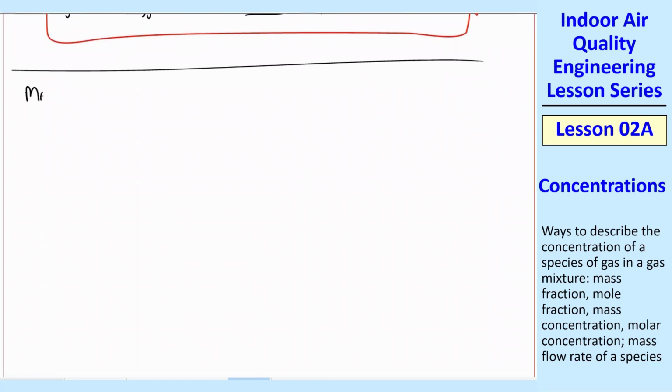Now, I want to talk about mass flow rate of species j.